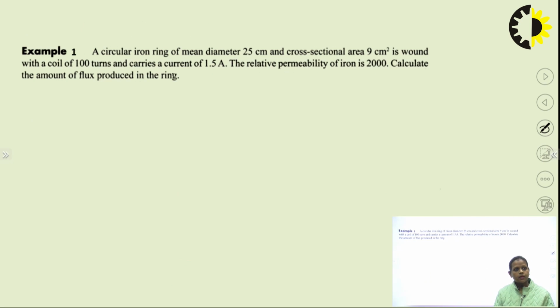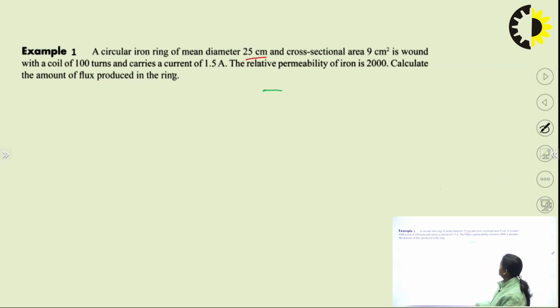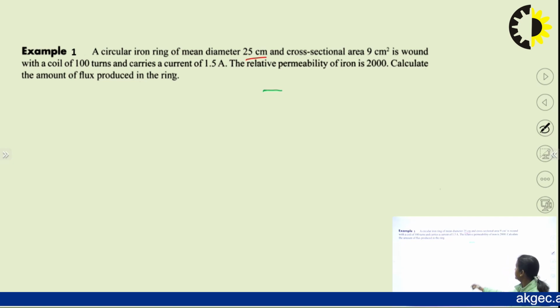So now coming to the example, this is an example of a series magnetic circuit. The question is, a circular iron ring of mean diameter 25 centimeter, and cross sectional area 9 centimeter square, is wound with a coil of 100 turns and carries a current of 1.5 ampere, and the relative permeability of iron is given as 2000. You have to calculate the amount of flux produced in the ring.